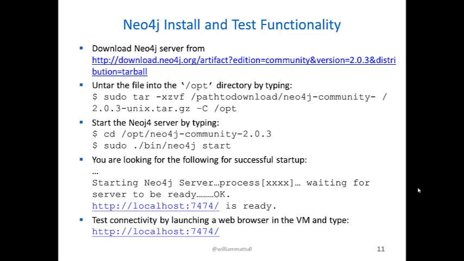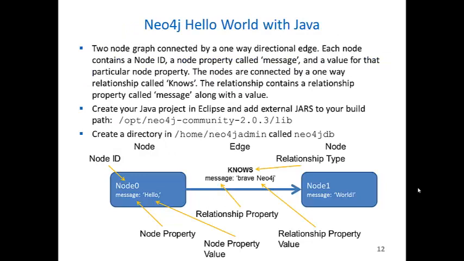When you get the OK, you'll also get a URL for the web admin interface, and you can test that by launching a web browser in the VM and pointing it to localhost:7474. Okay, so we can go ahead and do a simple graph implementation using two nodes with a single relationship between them.